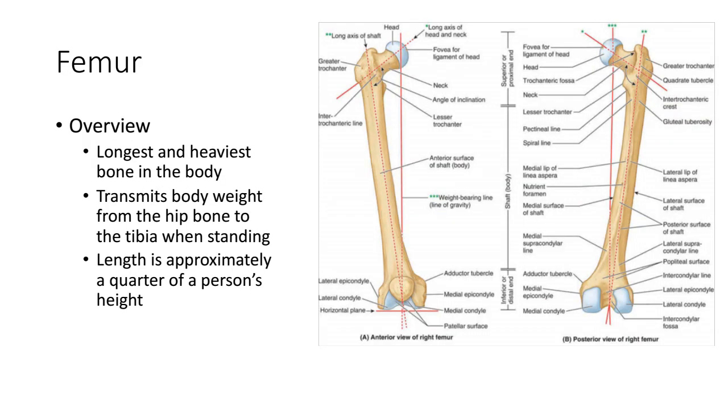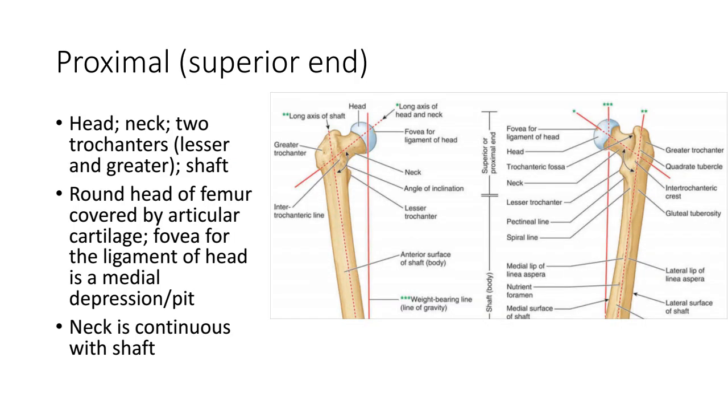The femur is the thigh bone. It's the longest and heaviest bone in the body. It transmits body weight from the hip bone to the tibia when standing. The length of the femur is approximately 1/4 of a person's height. At the proximal end of the femur, there is the head, the neck, and the 2 trochanters, the lesser trochanter and the greater trochanter, and then the shaft.